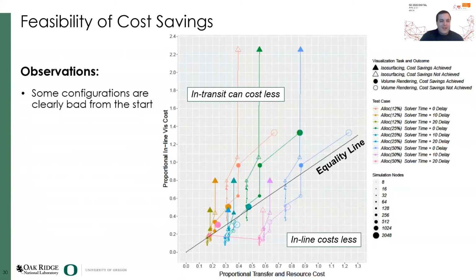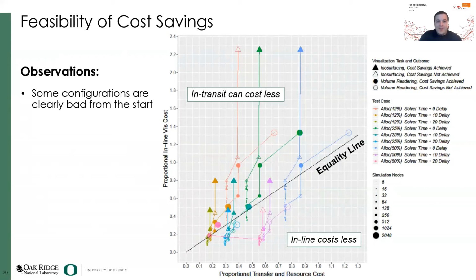So some of the observations we can make on this chart is that some of our configurations are clearly bad from the start. A lot of our isosurfacing results start off below the line. Some of them start off below the line and stay below the line for their entire lifetimes. Or on the other hand, our volume rendering results do very well. A lot of them start below the line, but then they start to jump above the line fairly quickly.